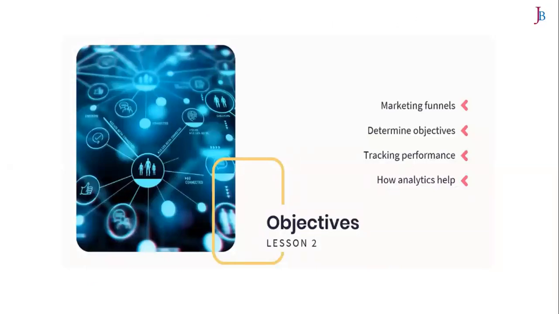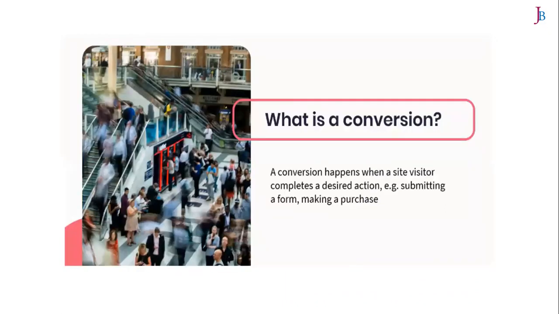So these are our objectives for lesson 2. We'll be looking at marketing funnels. We'll determine what objectives are. We will look at how to track performance and how analytics can help us analyze and build on the data that we get from the traffic coming to our website, our landing page. We'll be able to use Google Analytics to analyze the data and make use of it to improve our business. But before we move on, let's look at what conversion means.